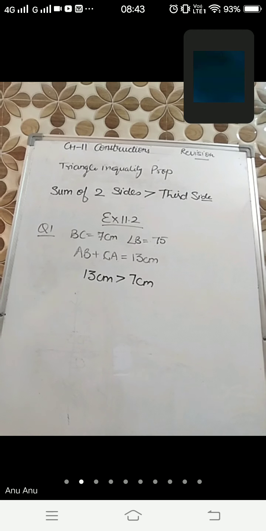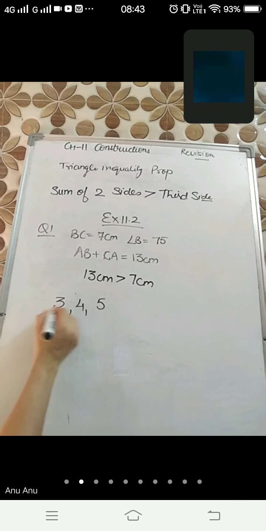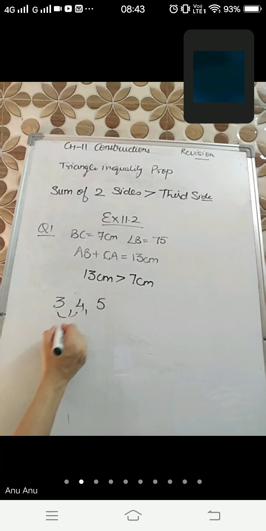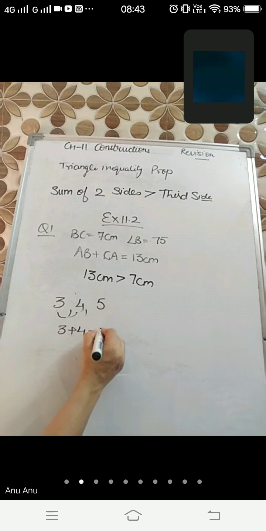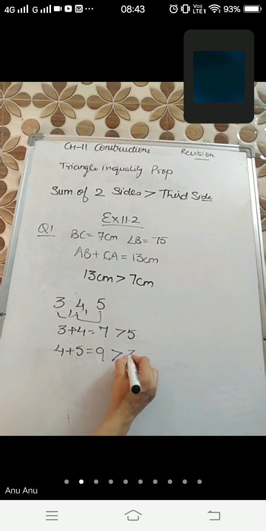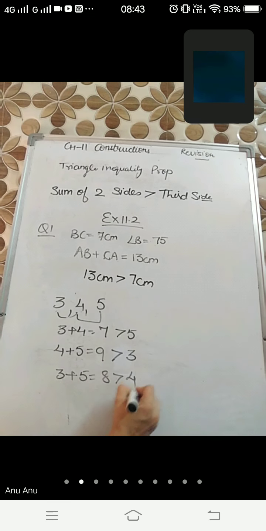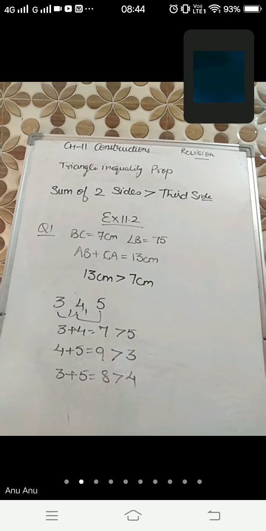If the triangle has the sides 3, 4 and 5, you can check that the sum of these two sides, 3 plus 4 is 7, which is greater than 5. The sum of 4 plus 5 is 9, which is greater than the other side 3, and 3 plus 5, that is 8, which is again greater than the third side, that is 4. That means the triangle is possible.